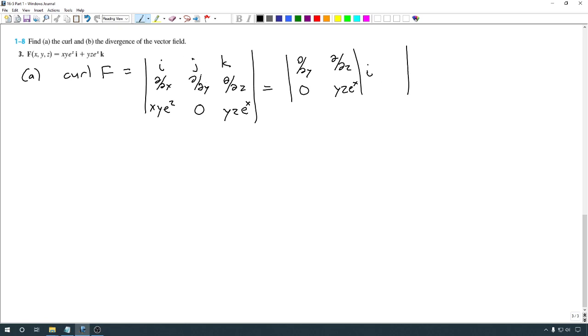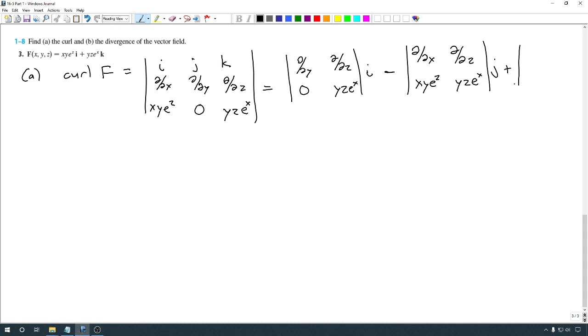For j, we take out the middle row, or sorry, middle column, and we look at the stuff on the side. So we have a d/dx, and a d/dz, and an xy e to the z, and a yz e to the x. That's going to be multiplied to j, but this one does have to have a minus sign here.